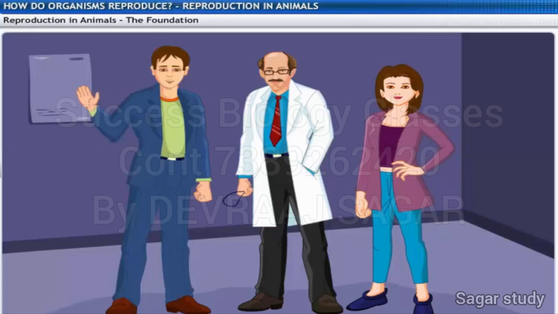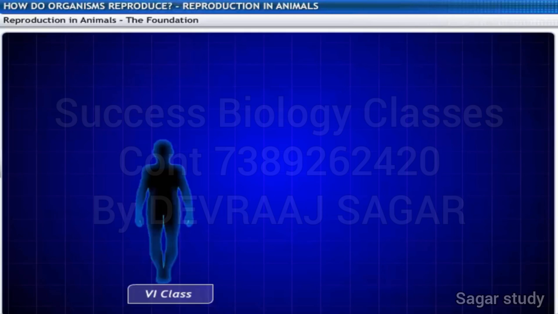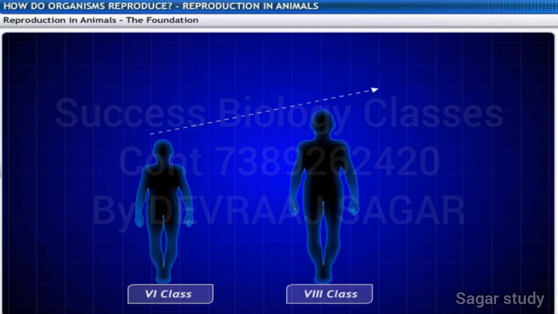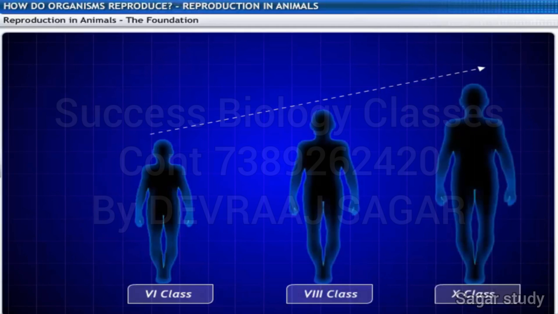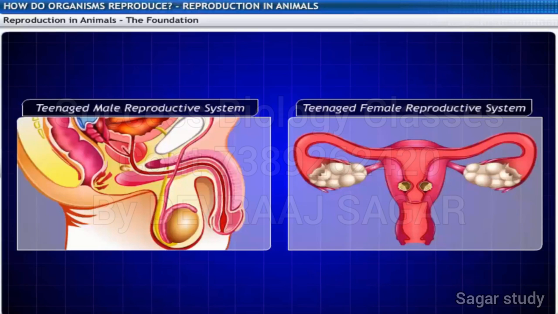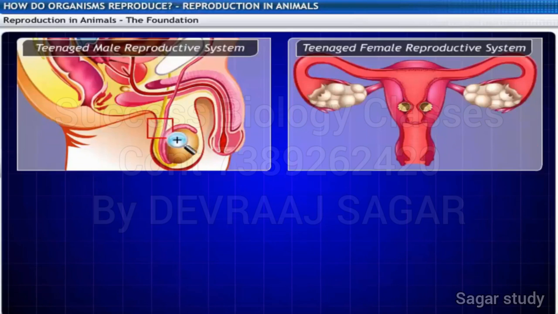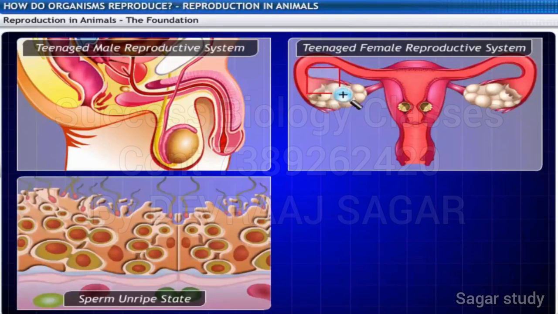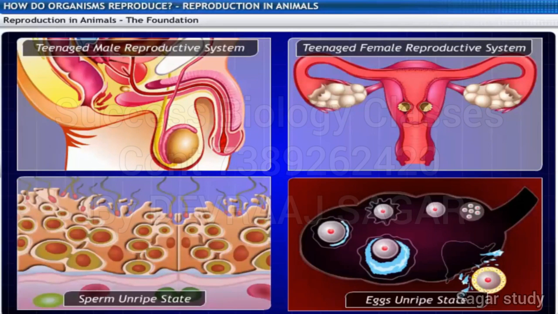All of us know that our bodies change as we become older. Our height increases as we move from one class to the next. Similarly, our weight increases as we grow. These changes make the body become larger in size. In the early teenage years of boys and girls, sperm and eggs are formed in the male and the female reproductive systems, respectively, in an unripe state.